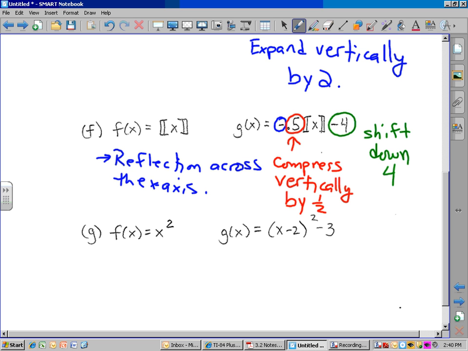And when you look at this, you have to consider these in the order of operations. So all multiplications and divisions must be considered first. So we will reflect, since that's a multiplication. Then we'll compress, since that's a multiplication. And the last thing we'll do to the graph is shift it down. So multiplications have to be done before additions and subtractions.